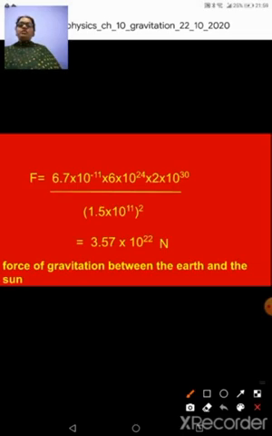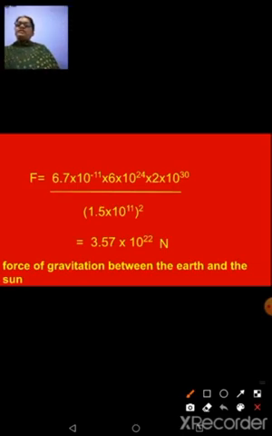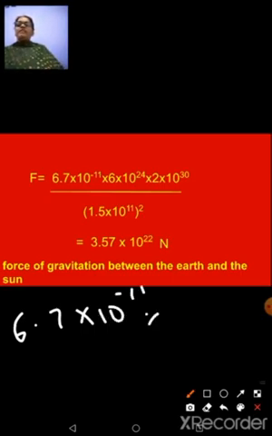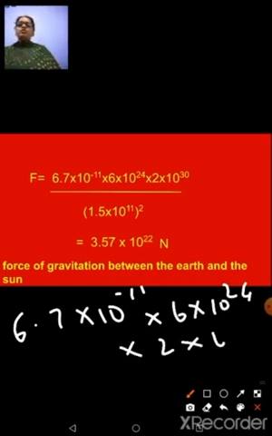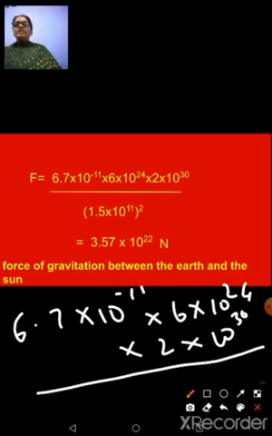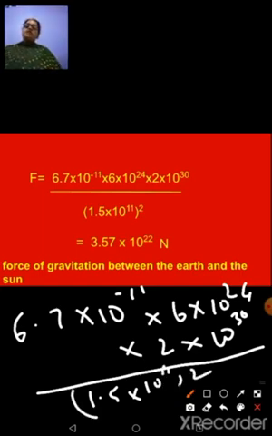Now, as I told you, in the place of G, I'll substitute the value 6.7 into 10 raised to minus 11. It's a standard value. And M1 is the mass of the earth, given in the question itself as 6 into 10 raised to 24 kg. And the mass of the sun is given as 2 into 10 raised to 30 kg. And R, distance between the two, is given as 1.5 into 10 raised to 11. So R square, we will take it as whole square. So this is how I substitute.